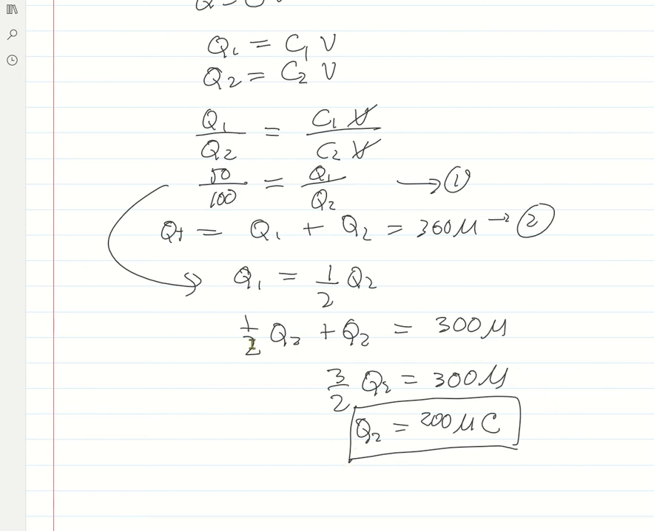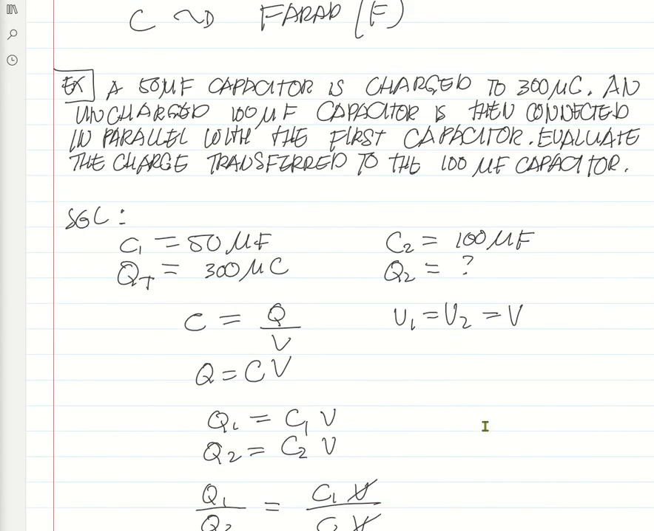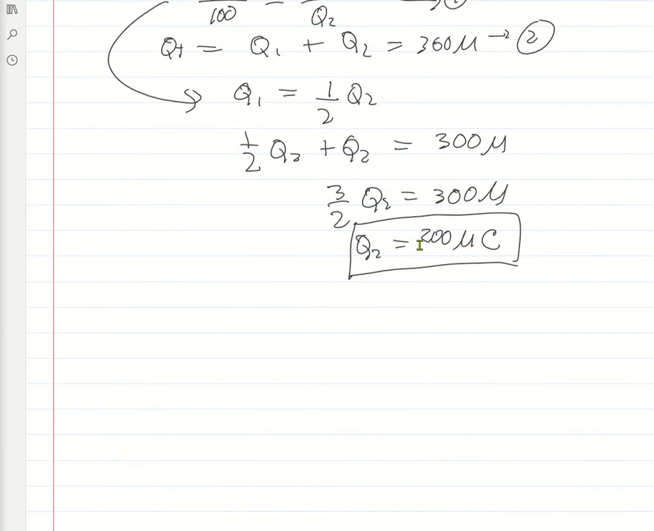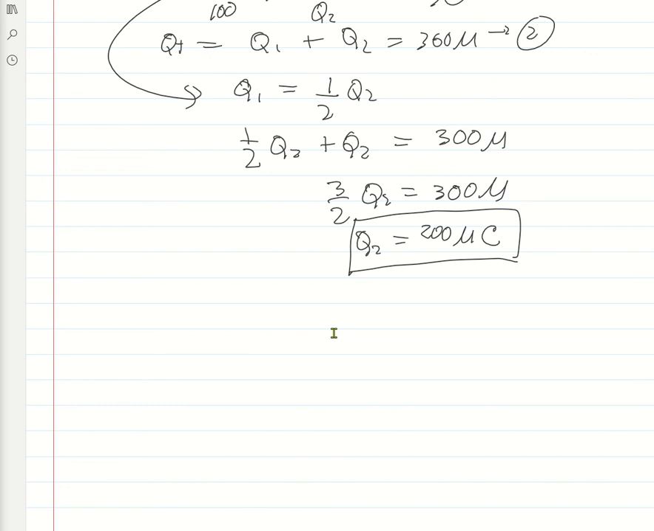And the charge at Q1 will be just half of this one, or 1/2 Q1 is equal to 1/2 of Q2. So 1/2 of 200 is 100 micro. If we add them, it's also equal to 300 micro because that's the total charge. So 200 is transferred to the second capacitor and 100 is the remaining charge at the first capacitor. So if the problem asks for the remaining charge at the first capacitor, then your answer here should be equal to 100 microcoulomb.